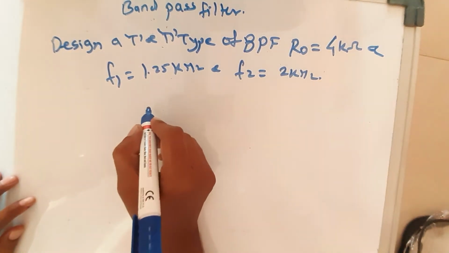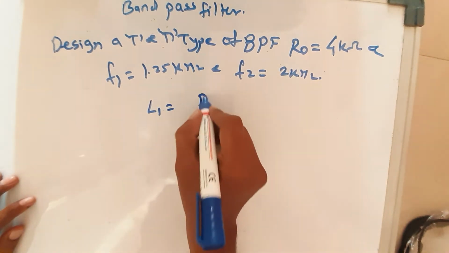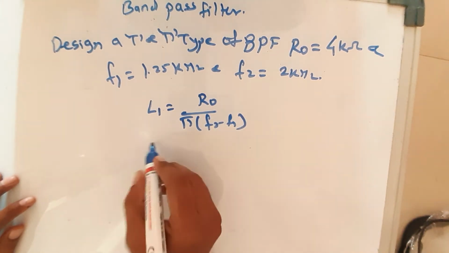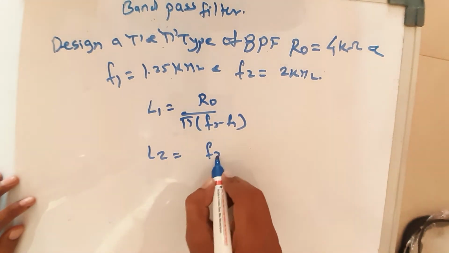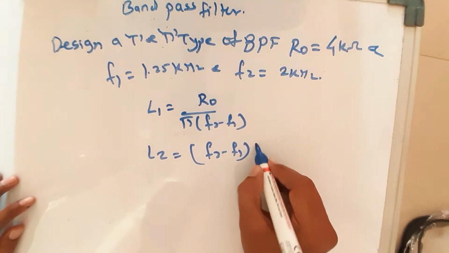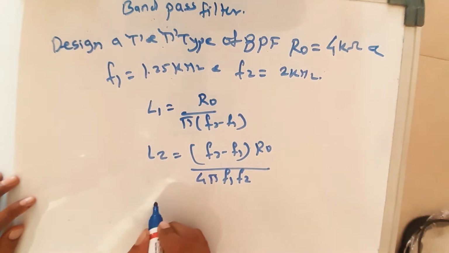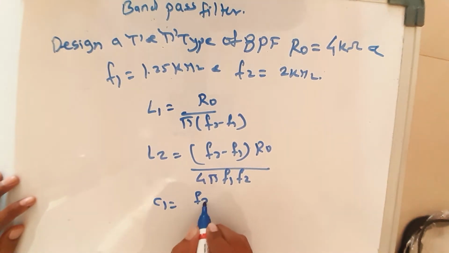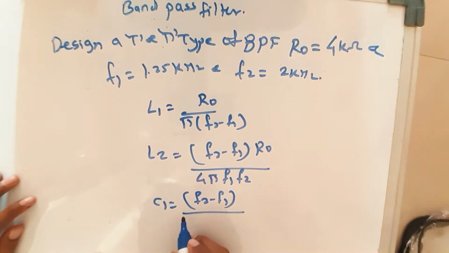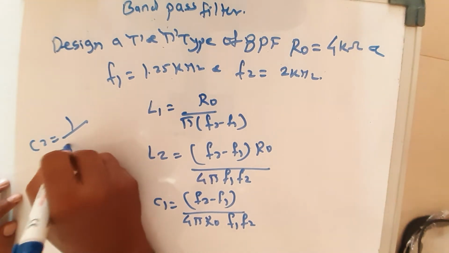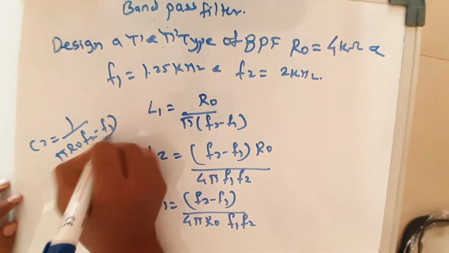Okay, so firstly we will write down the formula L1 equal to R0 divided by pi (F2 minus F1). Similarly L2 equal to (F2 minus F1) R0 divided by 4 pi F1 F2. Then C1 equal to (F2 minus F1) divided by 4 pi R0 F1 F2 and C2 equal to 1 upon pi R0 (F2 minus F1).